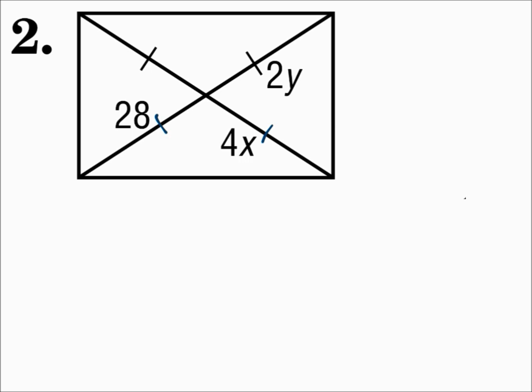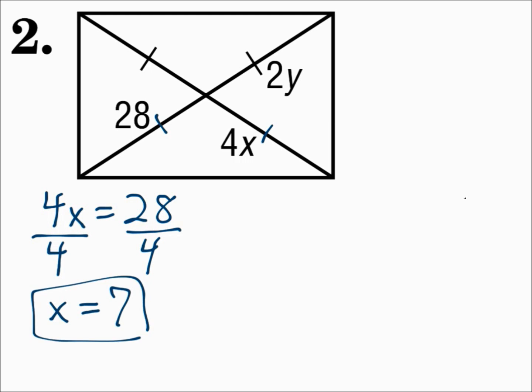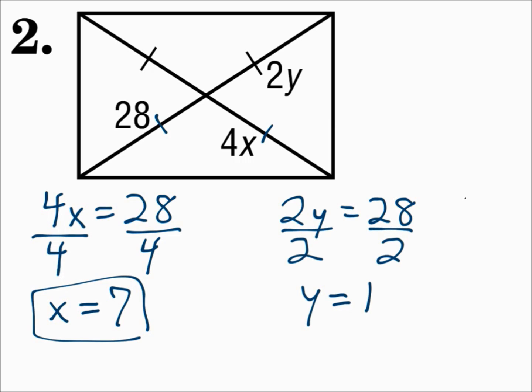So what we end up having here are 4 congruent diagonals. So let's solve. 4x has to equal 28. They each have a single hash mark, so they're congruent. Divide by 4, and x is 7. Since the diagonals bisect each other, 2y equals 28. Divide by 2, and y is 14. In a parallelogram, the diagonals bisect each other.